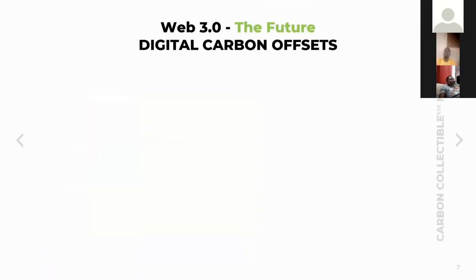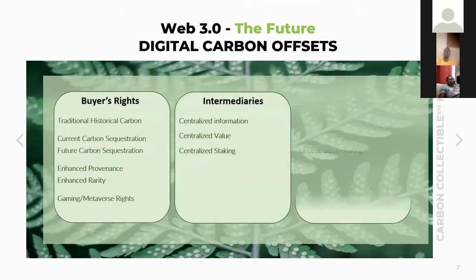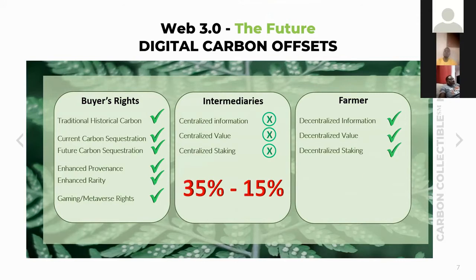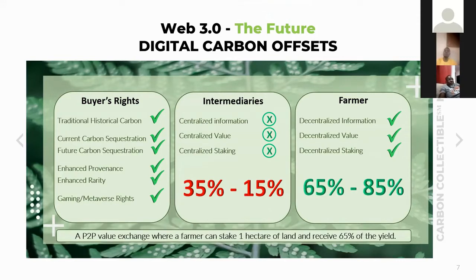What we're doing is more like a Web 3.0 solution, where we include traditional historical carbon. In fact, when you buy an NFT from us, that NFT will link to 1 hectare of forestry. And so that NFT conveys the digital and virtual rights to that 1 hectare of forestry, not the physical rights to the trees, not the physical rights to the land. That's owned by the farmer or the landowner. But there's also the rights to the historical carbon.